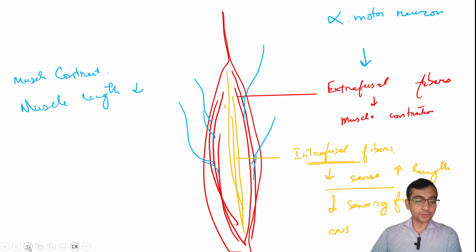What about the intrafusal fibers now? The intrafusal fibers are supplied by gamma motor neurons, and they are going to make the intrafusal fibers contract. So they are going to supply these muscle fibers.